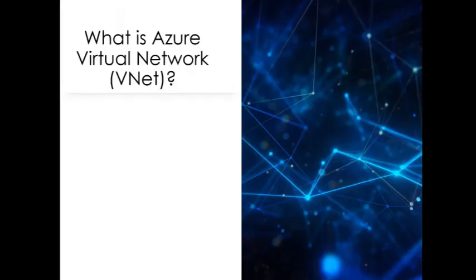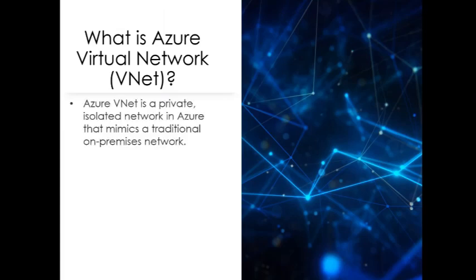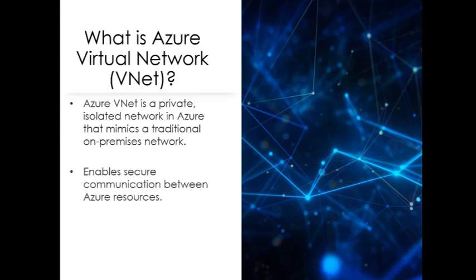Okay, so now what is Azure Virtual Network? Azure Virtual Network is a private, isolated network in Azure that mimics a traditional on-premises network. So I would say it emulates a physical networking structure. So we all know how networking is physically structured in our different organizations. So virtual network is like an emulation of physical networking.